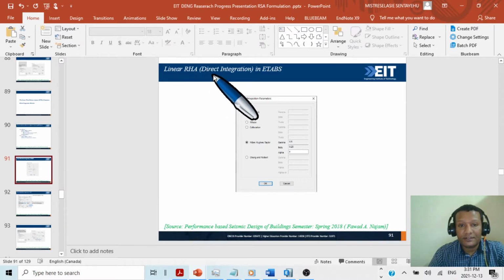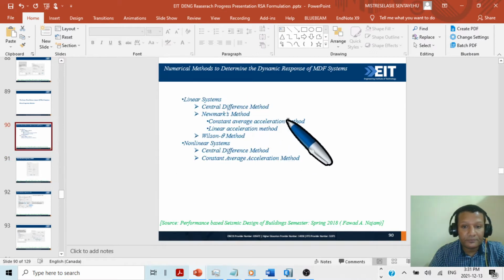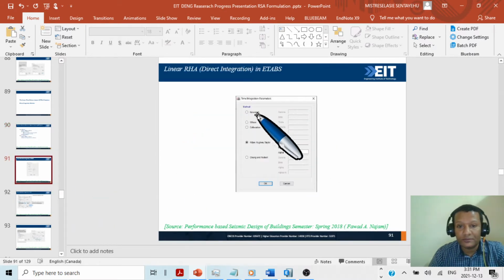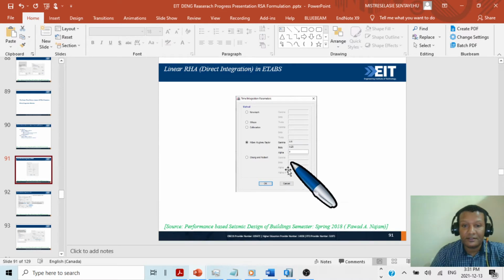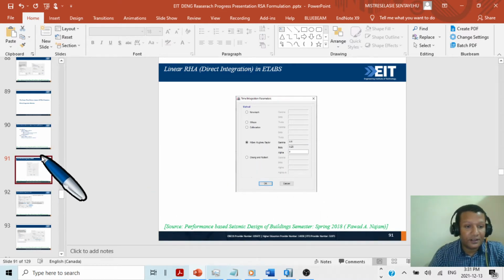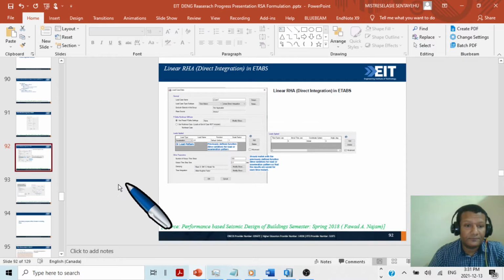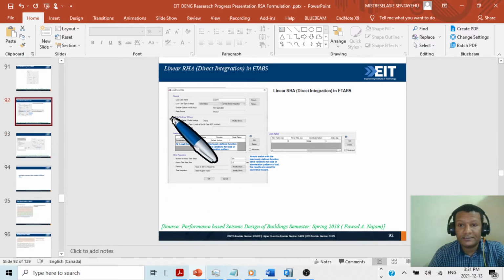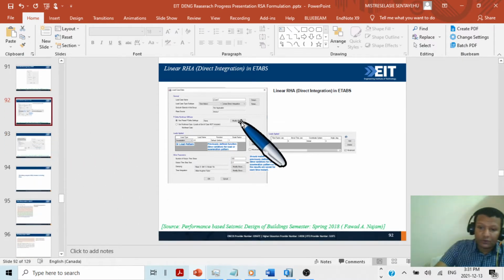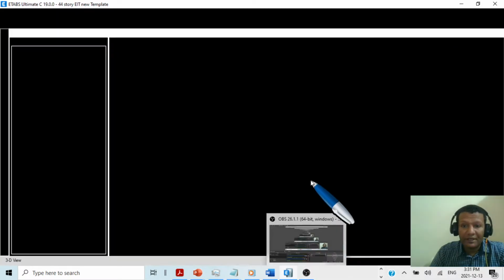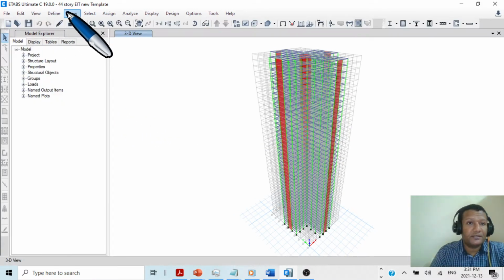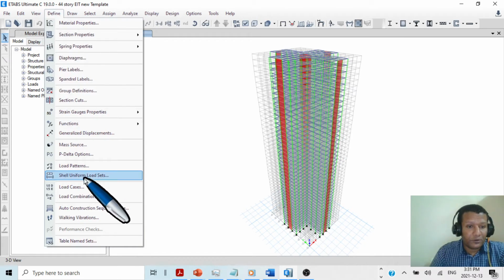Linear response history analysis, direct integration in ETABS also. All these procedures are incorporated in ETABS also. Newmark's, Wilson theta, everything, I will show you in a minute also. Linear response history direct integration in ETABS. This is how to formulate the load case in the real demonstration. I will show you in a minute how everything I showed you here is in the defined load cases.